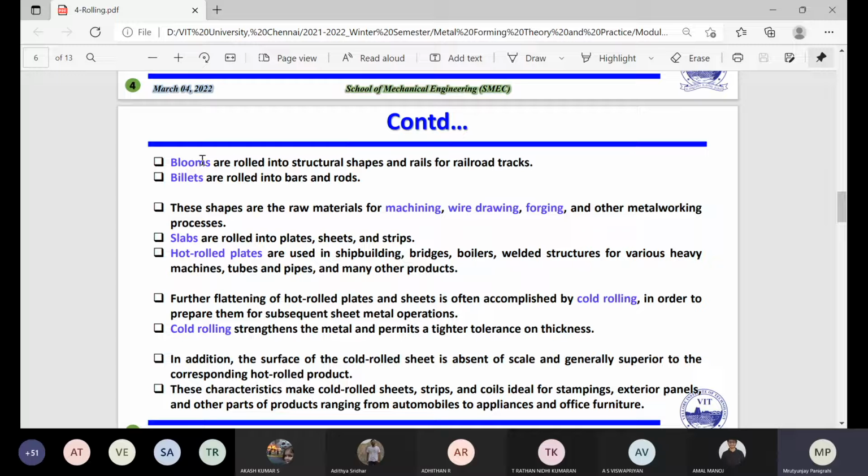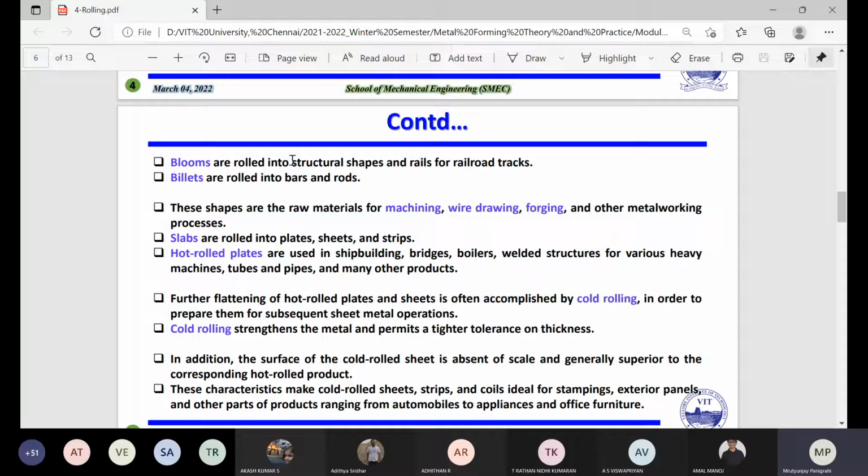Again, the structural parts, or maybe the pipes and bars, whatever I just told in the previous slide, in the last point. The blooms are rolled into the structural shapes and rails for railroad tracks. Whenever you are preparing the structural shape, these normally come from the blooms. Similarly, whenever you are producing bars and rods, you get them from the billets. And these shapes are the raw material for machining, wire drawing, and forging.